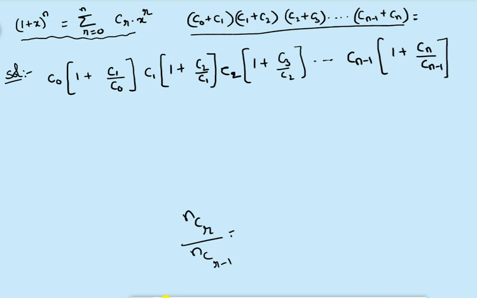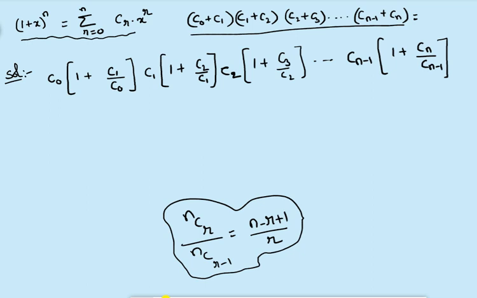nCr divided by nC(r-1) can be written as (n minus r plus 1) divided by r. So nCr divided by nC(r-1) is equal to (n minus r plus 1) divided by r. So I can write C0 into C1 into C2 into and so on, Cn minus 1, into 1 plus C1 by C0, we can write (n minus r plus 1) divided by r.